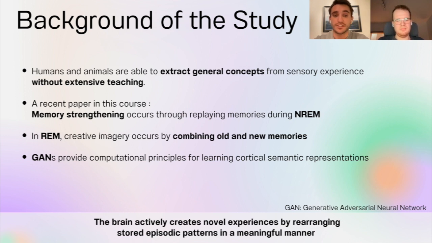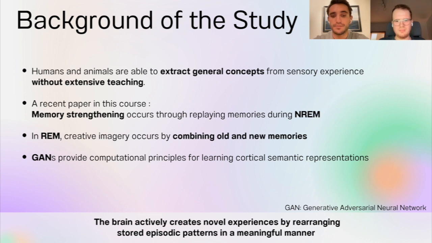And what we also talked about in this course, and was in my paper, is that memory strengthening occurs through replaying individual memories during non-REM sleep. And in REM sleep, creative imagery is done by combining old and new memories. And GANs, which are generative adversarial neural networks, are really good at representing the cortical semantic representations, which is why the researchers used them. So the GANs want to represent the brain that actively tries to rearrange novel experiences and stores them in a meaningful manner.